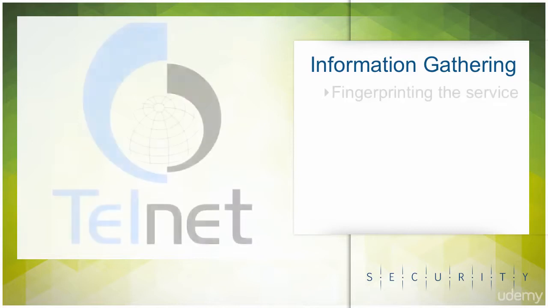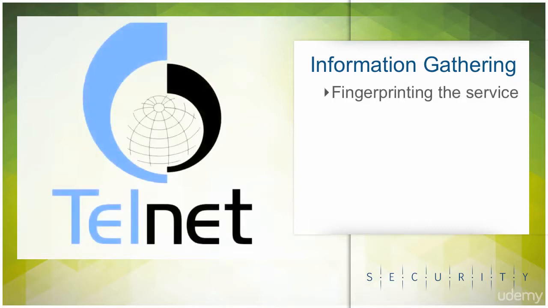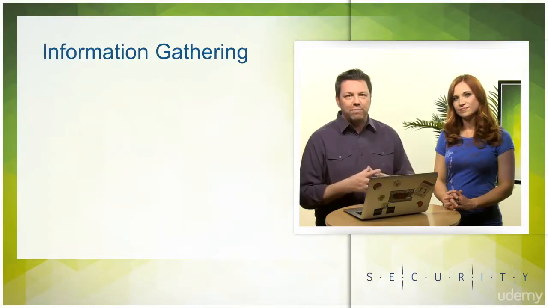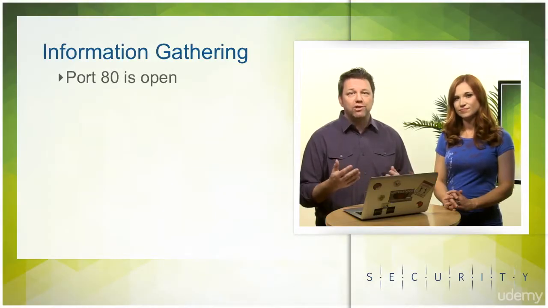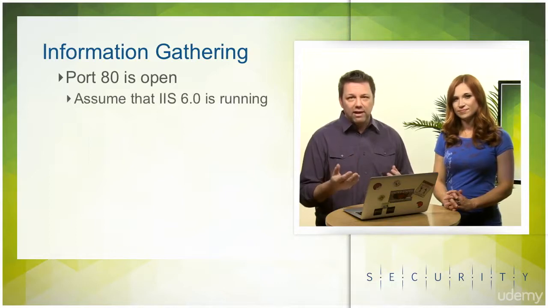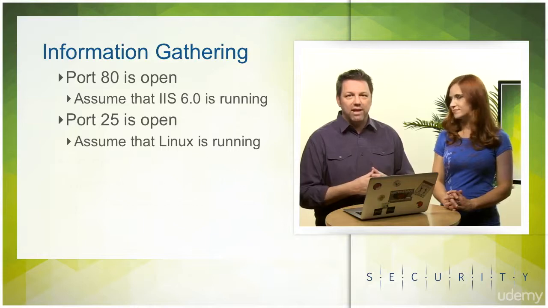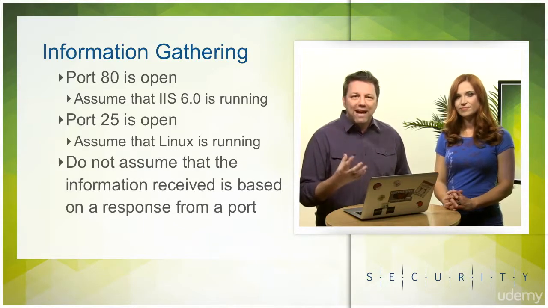And then you go for fingerprinting the services. You should be able to banner grab using tools such as Telnet or Netcat. You will be able to know what services use what ports. Using this information, you can try to launch an attack. You also should be able to get the default information and behavior of any system. For example, if port 80 is open, you can assume that IIS 6.0 is running. If port 25 is open, you can then assume that Linux is running. So note that you are making assumptions.